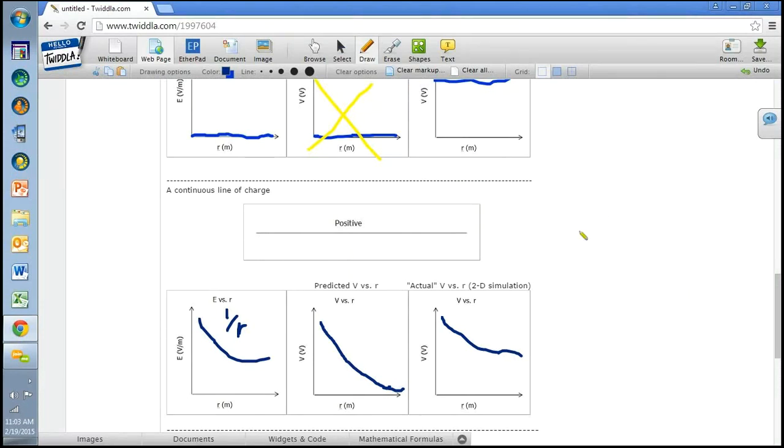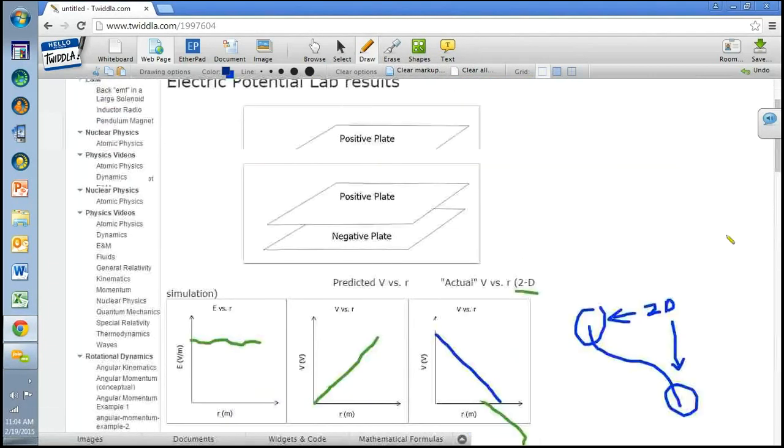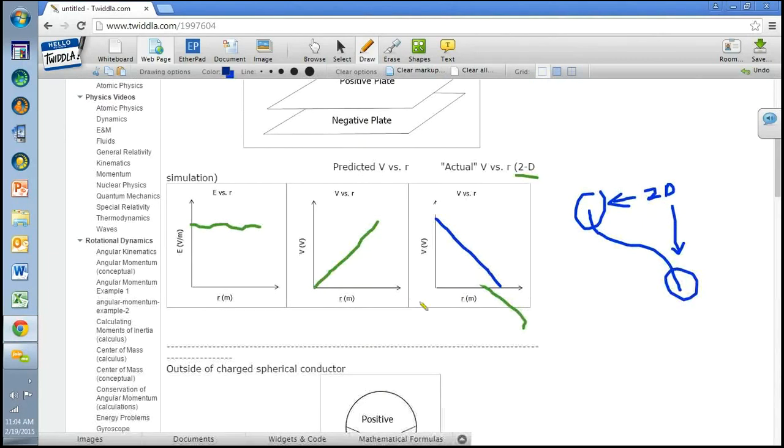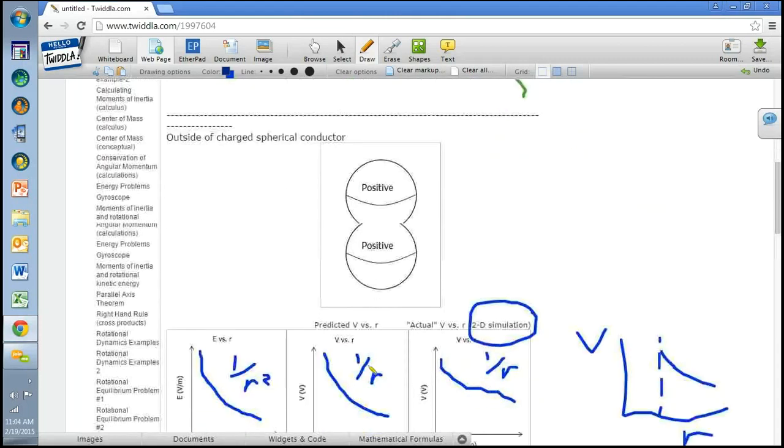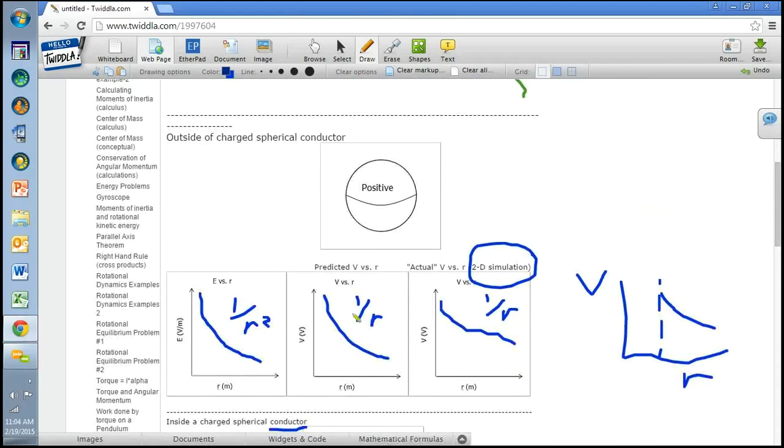Okay, so now we need to talk about these a little bit. We need to figure out if we can see a pattern, okay? And some of you might have figured out the pattern already. I don't know. So let's start up here. Even your prediction is okay, because we have a linear relationship over here. So that was pretty good. Notice here the E field is 1 over R squared, and here we have 1 over R.